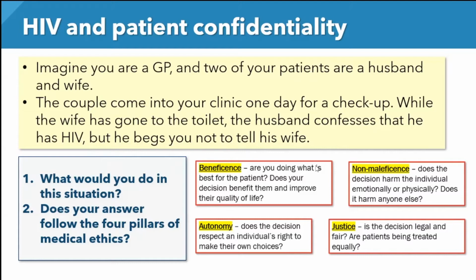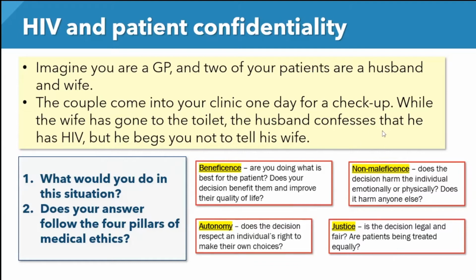An important thing to consider would be the 4 pillars of medical ethics in this situation. So these are beneficence, which is if what you're doing is best for the patient, and whether it improves their quality of life. Non-maleficence, which is about harming the patient. Autonomy, which is about their right to make their own decisions. And justice, which is about fairness and treating patients equally.